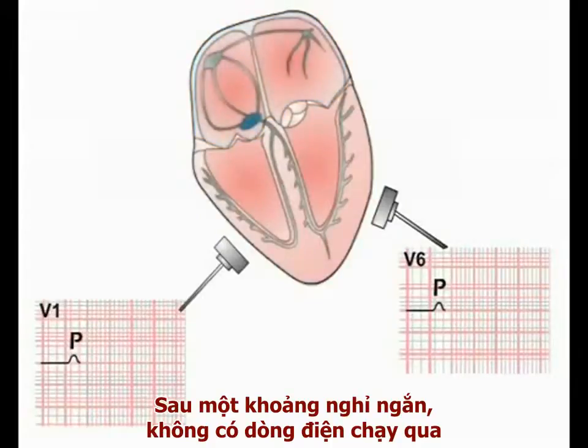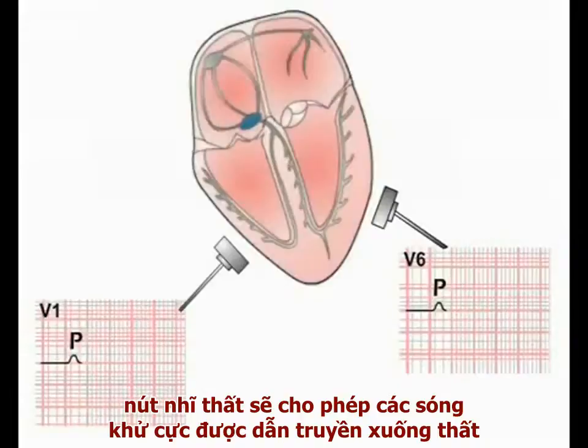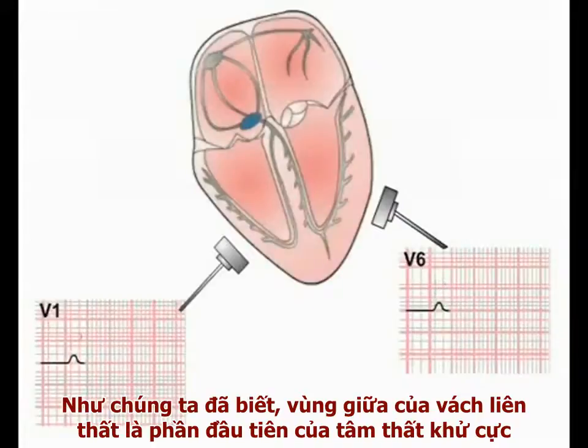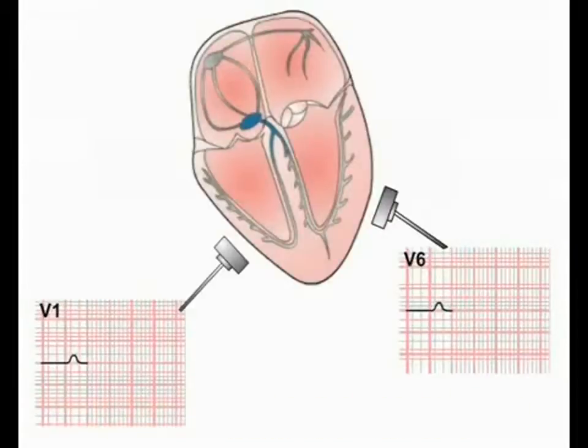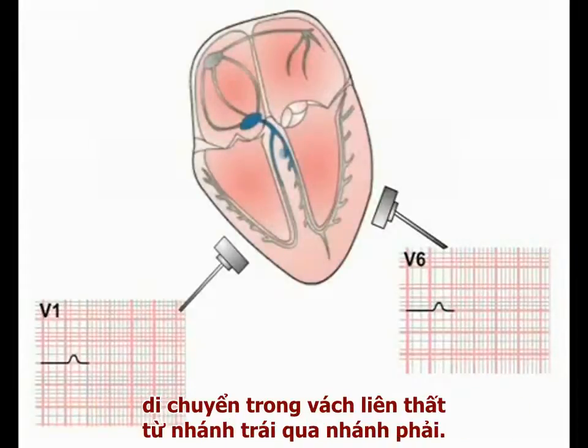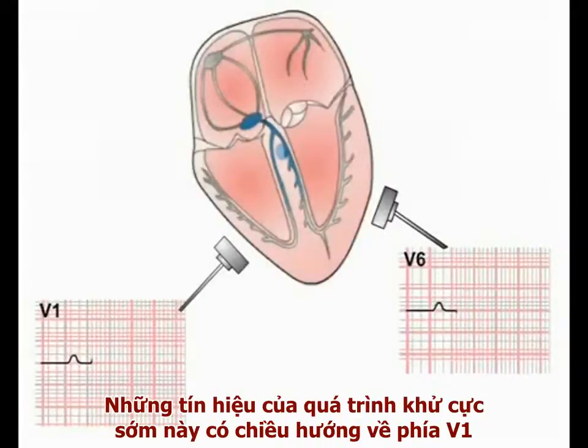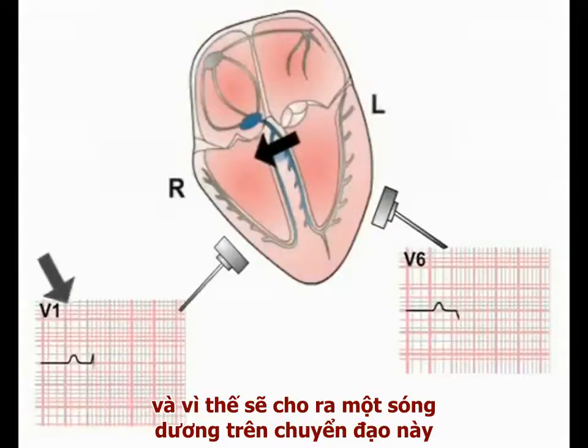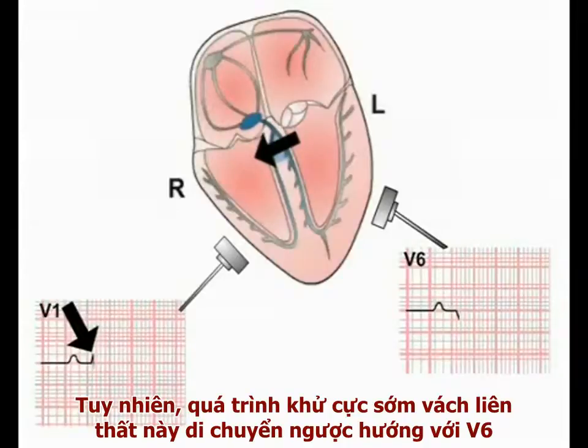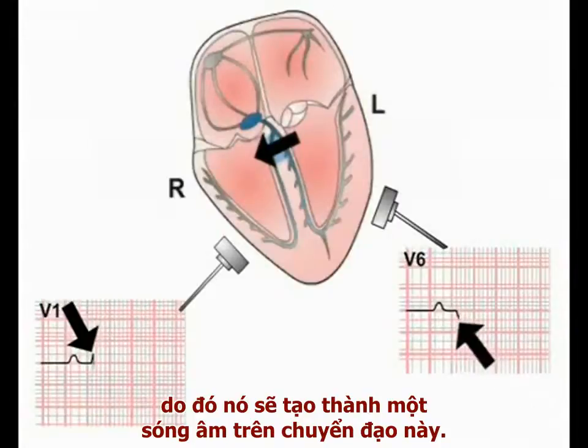After a short delay in which no current is flowing, the AV node allows the depolarization signal to travel into the ventricles. As we've seen, the mid-zone of the interventricular septum is the first piece of ventricular muscle to depolarize, and it does so by signals spreading across the septum from the left towards the right bundle branch. This early depolarization signal is moving towards V1 and therefore produces a positive deflection on the ECG paper in the recording from this lead. However, this septal current is moving away from lead V6, producing an initial negative deflection in this lead.